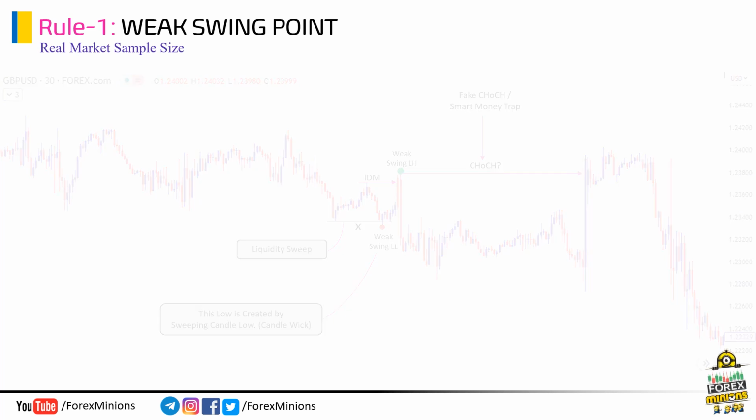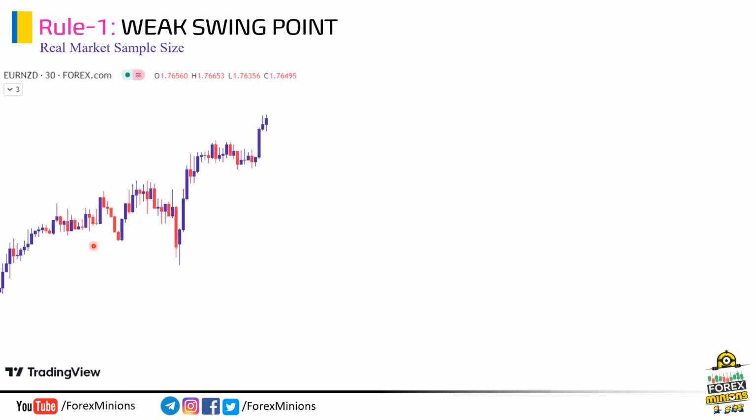Now, let's check another real market sample. This is the Euro-New Zealand dollar chart at the 30-minute time frame. As per smart money concept, for this high, this is our inducement level. Now, a candle closed below this inducement level and above this previous high. As per the rule, we can mark it as swing high and swing low points.